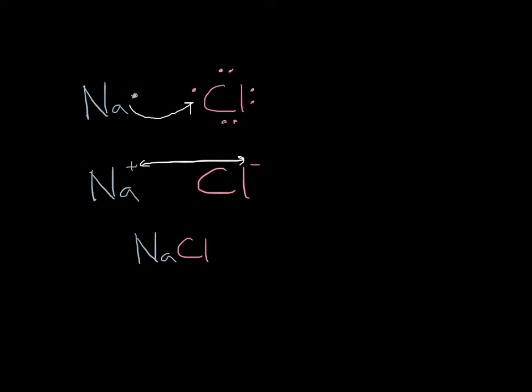When you name ionic compounds, the cation stays the same, and so it would be sodium for the cation. And the anion, this was chlorine before. We drop the last 3 letters and add an IDE. So chlorine becomes chloride. And so then this is sodium chloride.